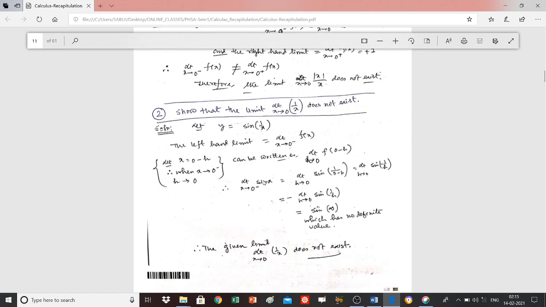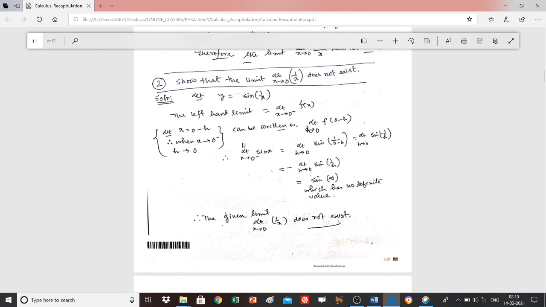Now the second example is to show that the limit as x tends to 0 of sin 1 by x does not exist. So you have to employ the same method. So here write y is equal to f(x) equal to sin 1 by x. Now the left hand limit is the limit as x tends to 0 minus of f(x). Now you replace x by 0 minus h, such that when x tends to 0 then h tends to 0.